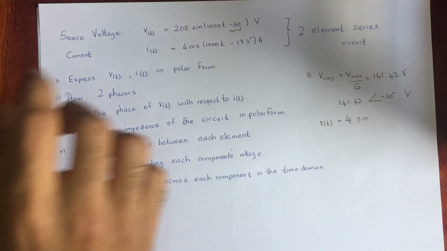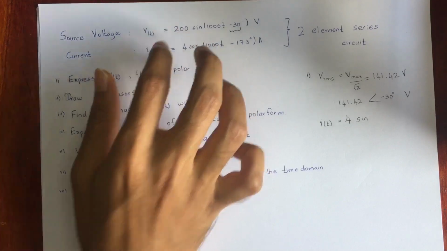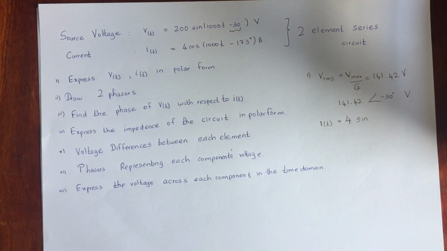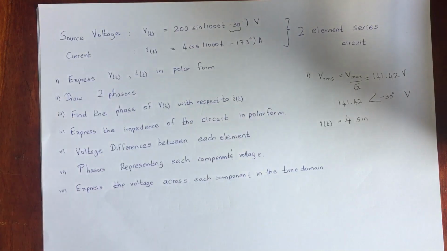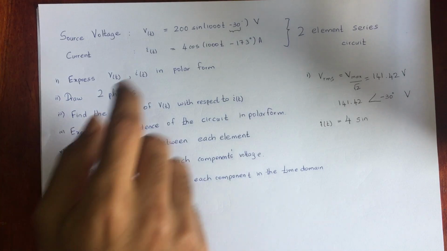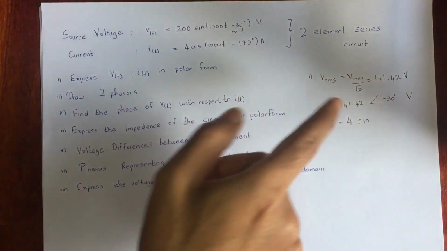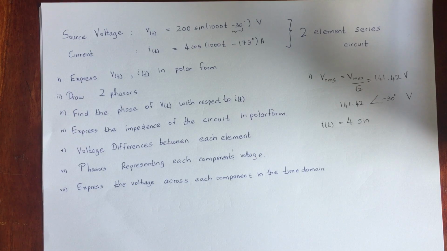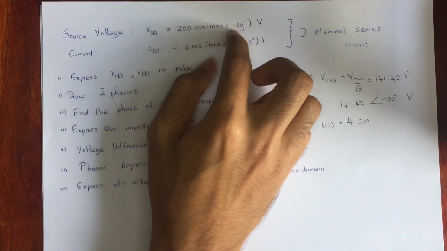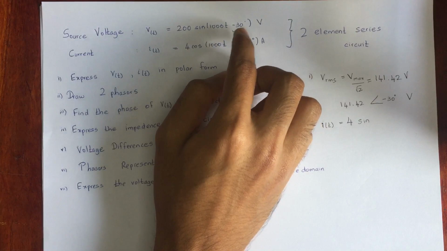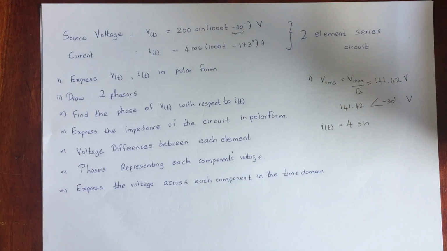When the equation is given in the time domain, we can directly tell that this 200, the initial part, is the maximum value. So from that it's going to be 200 over root 2. After that, for the polar form, we need to remember that the RMS magnitude alone is not enough. We need to give the initial phase angle. In this equation, this part gives the initial phase, which is minus 30. Now we have found the values.